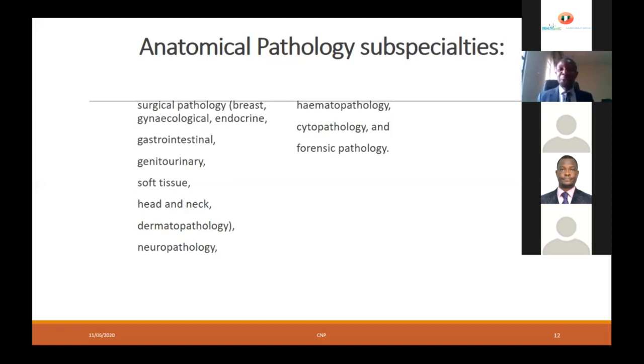So sometimes my trainer, Dr. Jibrin, would say that we are abusing our brain, that we do a whole lot. Ideally, we should all subspecialize, but we don't have enough pathologists in Nigeria to be able to do that. So you see that a pathologist who is doing gastrointestinal pathology is also doing cytopathology, hematopathology, forensic pathology and all of that.